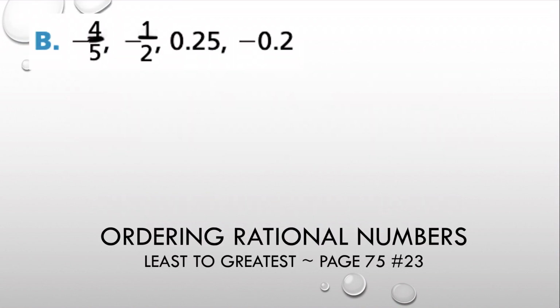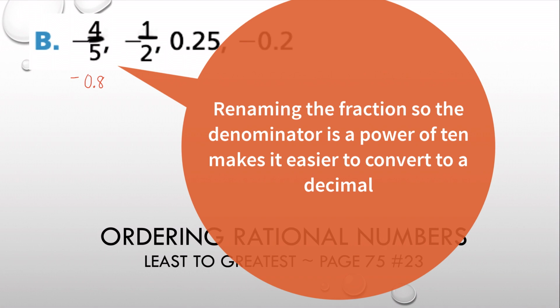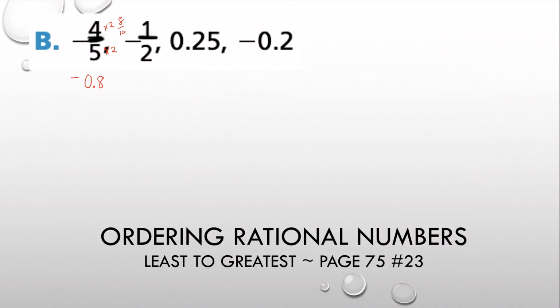Okay, so you should have realized that negative 4/5 is the same as negative 8/10, right? Because 5 times 2 is 10, so 4 times 2 is 8, so that's going to be 8 over 10, which is the same as negative 0.8. And hopefully you know that negative 1/2 is the same as negative 5/10, and then we have 25 hundredths, and we have the negative 2/10.